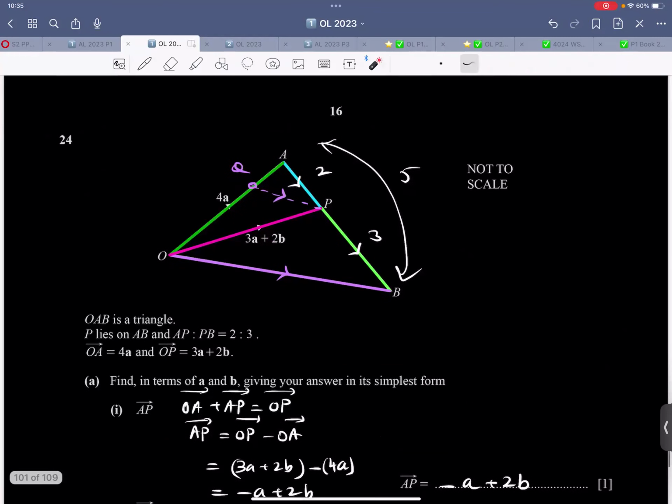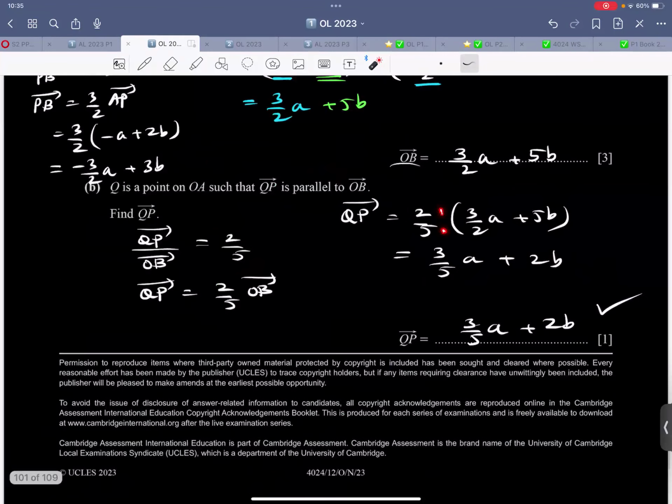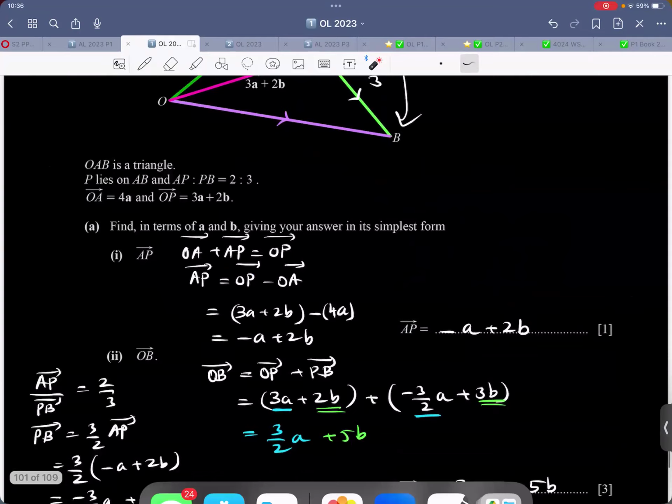Watch this once again. It says Q is a point on OA such that QP is parallel to this. If it's parallel, that means the lengths are in a particular ratio. Now 2 is part of this triangle, 5 is this whole thing. So the length ratio is 2:5. Therefore, QP to OB should also be in the ratio 2:5. So 2/5 of OB, just expand, and then you get this answer. So that is how this particular paper is completed.